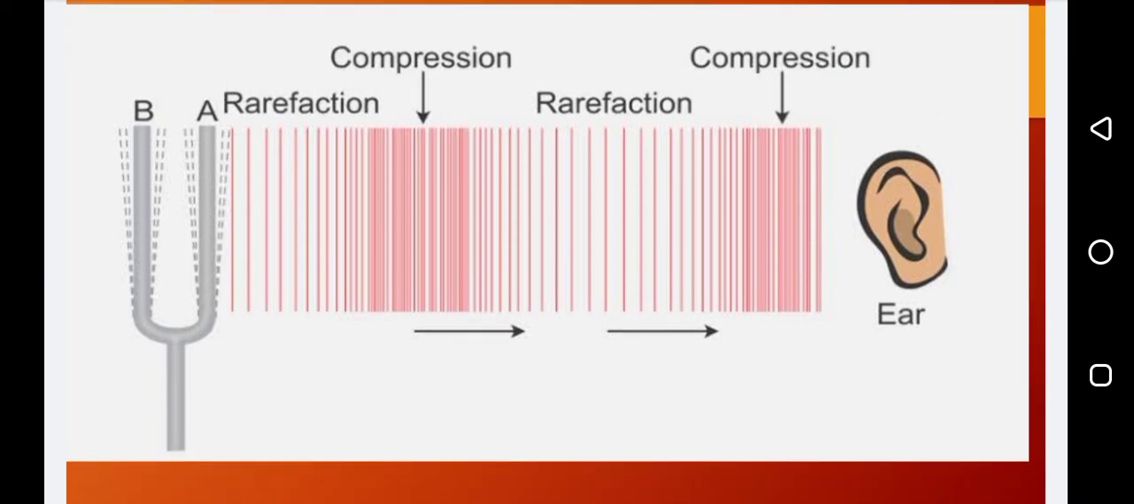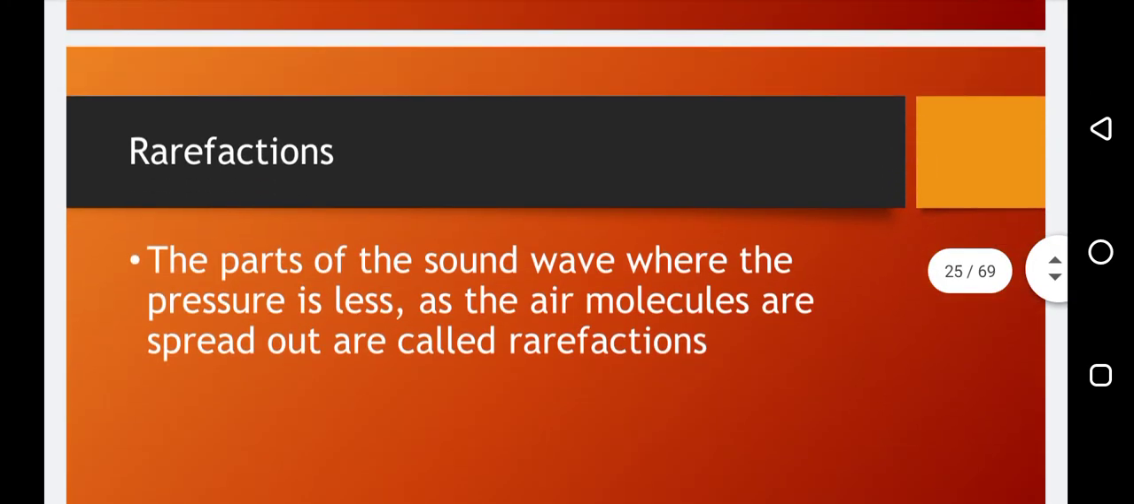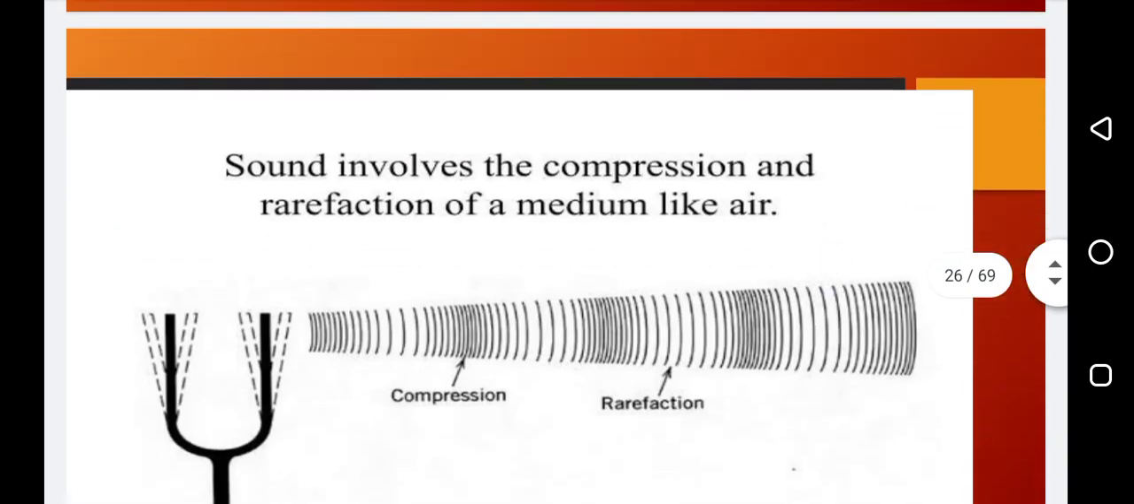Compression means where the air molecules are bunched up at one place, while the rarefaction is where the molecules are spread out. In the case of the compression, the pressure is greater, while in the case of the rarefaction, the pressure is less. Clear?